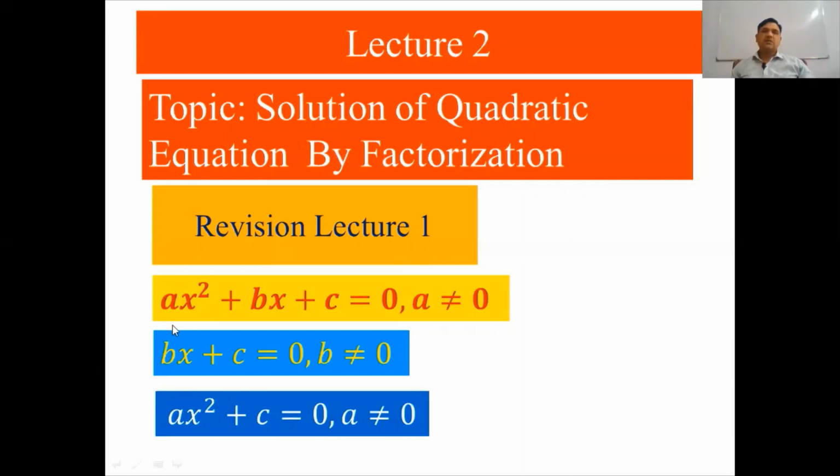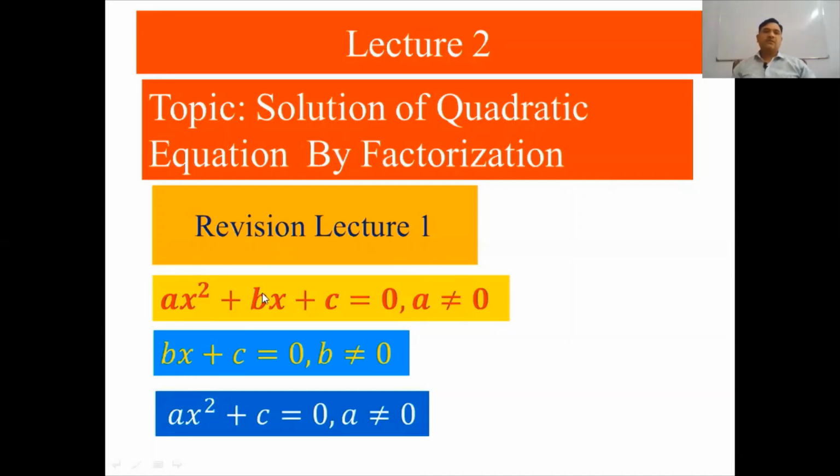If a is equal to 0 and b is not equal to 0, then this equation will convert into a linear equation. Now the highest degree of the unknown is 1. So this is a linear equation.